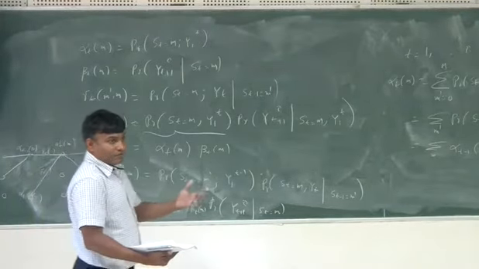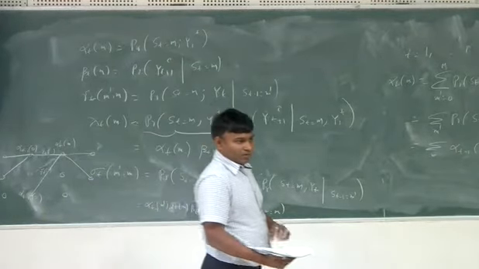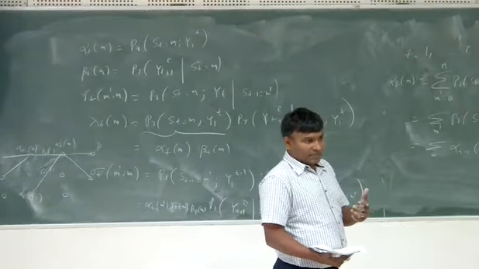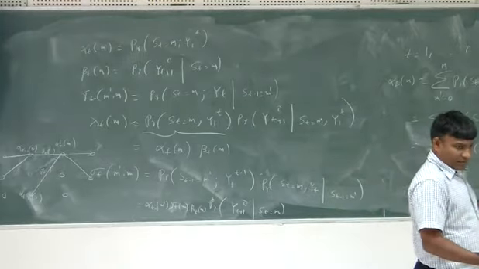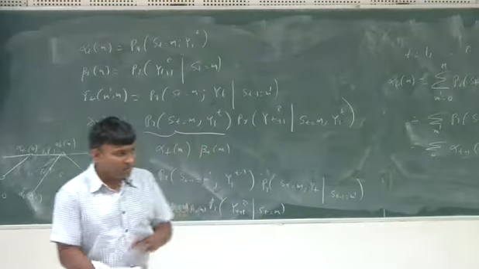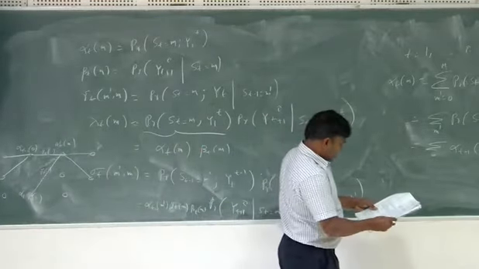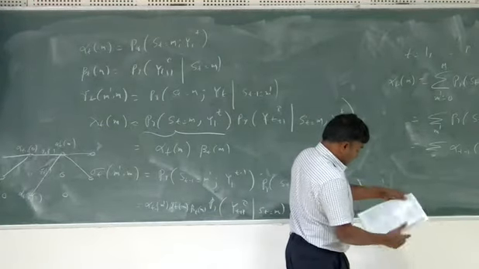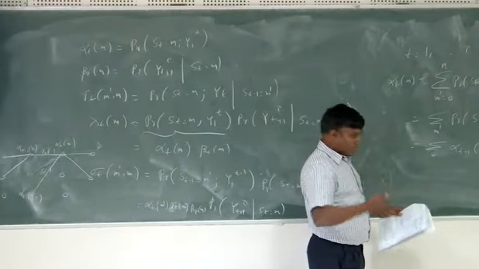But you may ask, what is the difference between SOVA and MAP? There may be some small performance difference. SOVA is probably a little less complex. There are also many variants. Okay, so now just derive the expression for beta, then we will tell you how to get the APPs for the source bits.